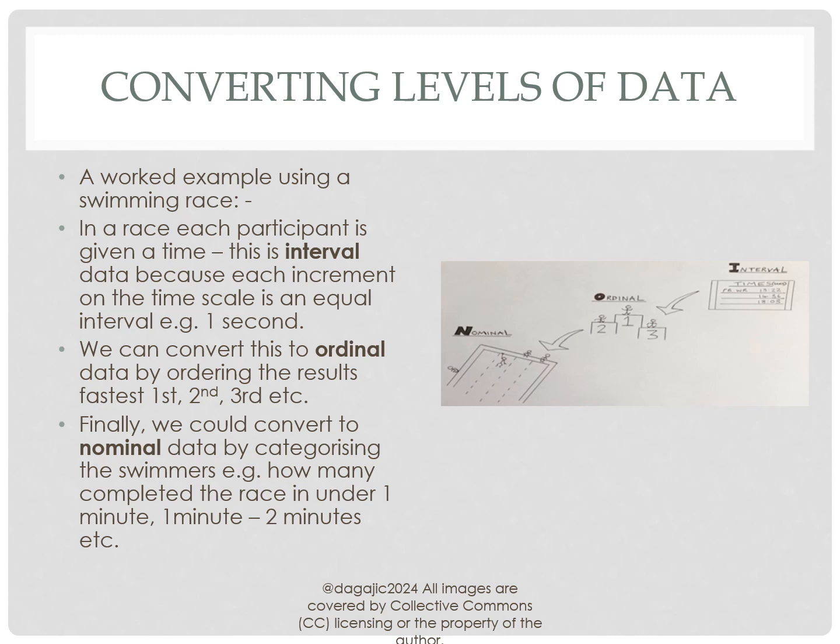What we then do, of course, is convert this to ordinal data. Who was the fastest? Who came first? Who came second? Who came third? Etc. And finally, if we wanted, we could convert it to nominal data by categorising the swimmers into time groups. So how many completed the race in under a minute, for example, how many completed it between a minute and 2 minutes. So then we'd have nominal data.